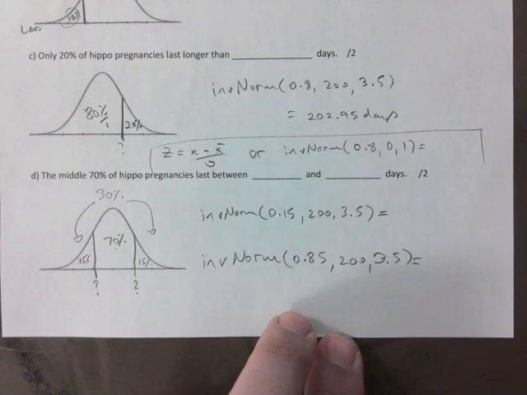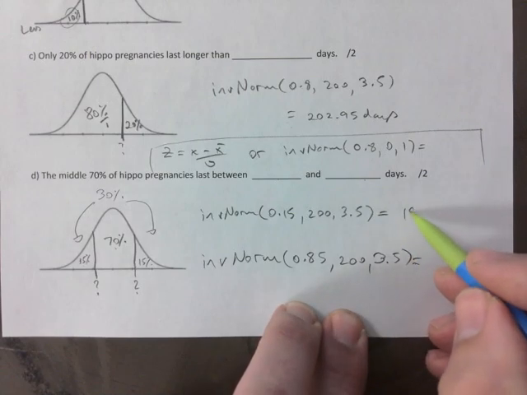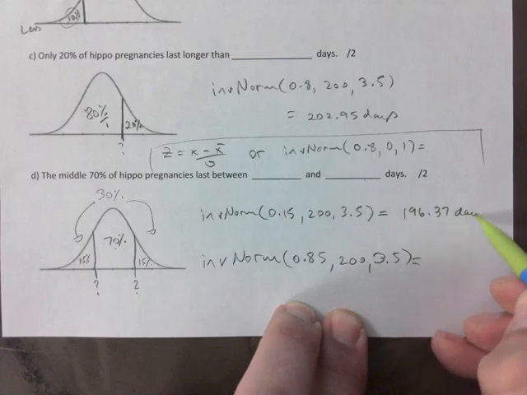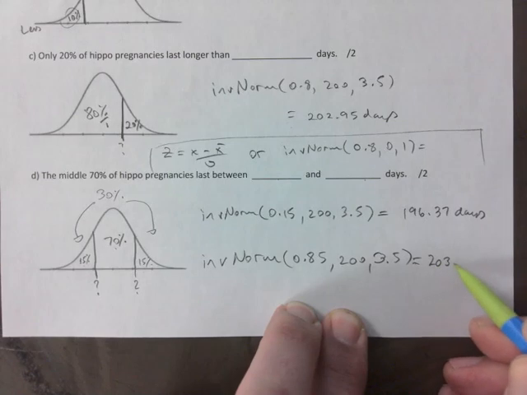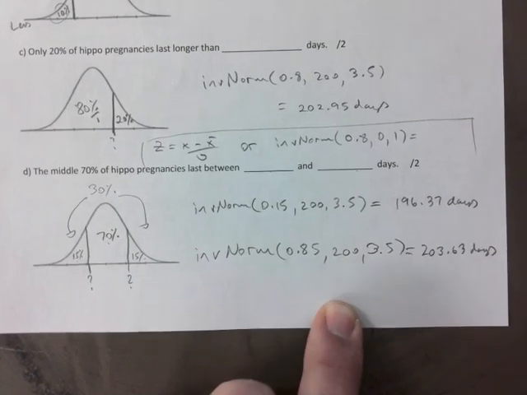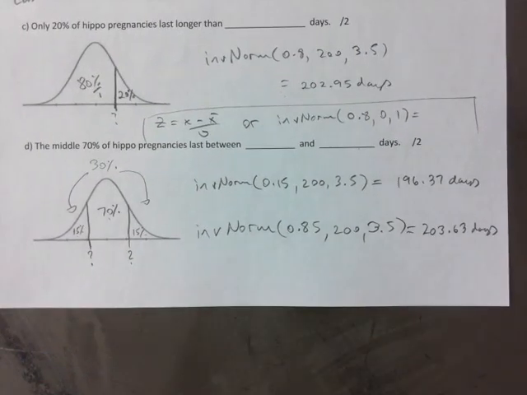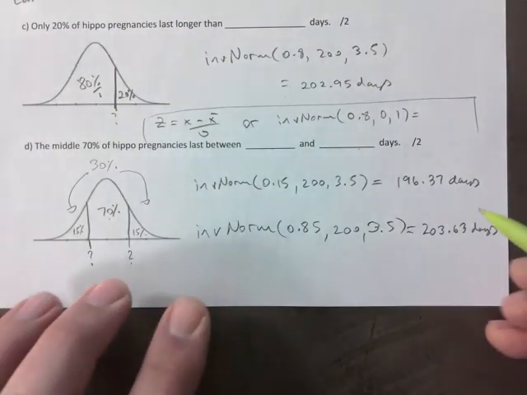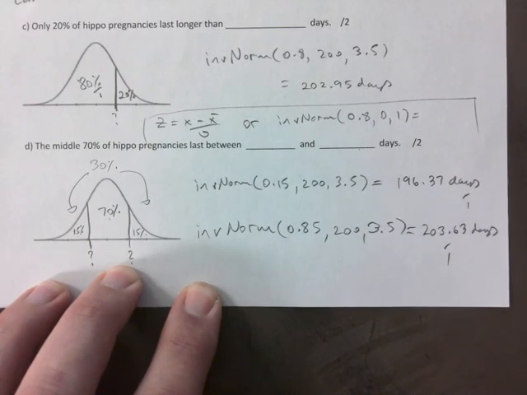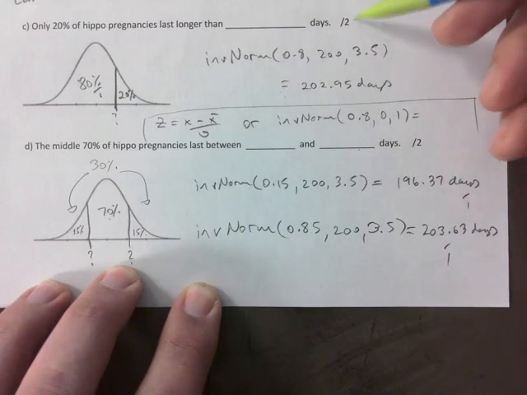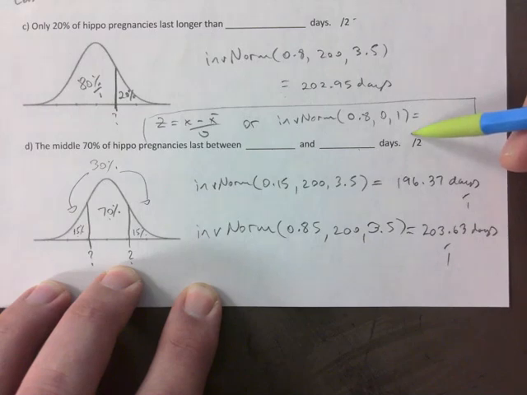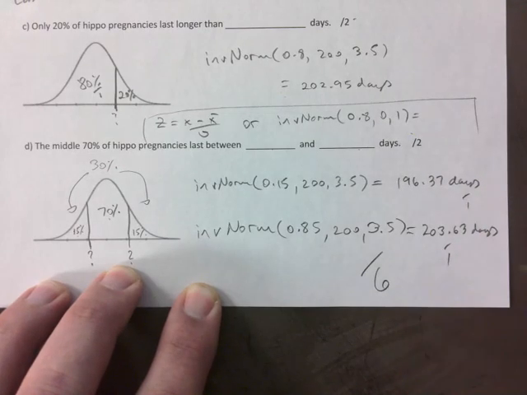Now we're going to get those days. We use our calculator, and we get 196.37 days, and the other one is 203.63 days. So 70% of pregnancies are between these 2 values, the middle 70%. So 1 mark for each entry. So that makes this page worth, no wait, 1, 2, 3, 4, 5, 6. Yeah, 6 marks, not 8.